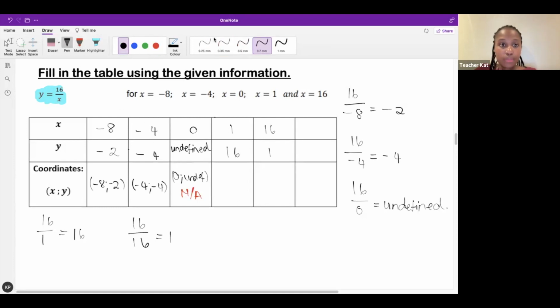The next one, 1 and 16, and my last one, 16 and 1. Beautiful. Okay.